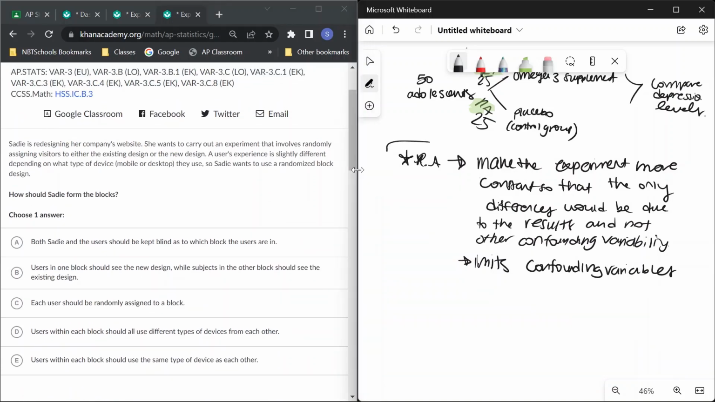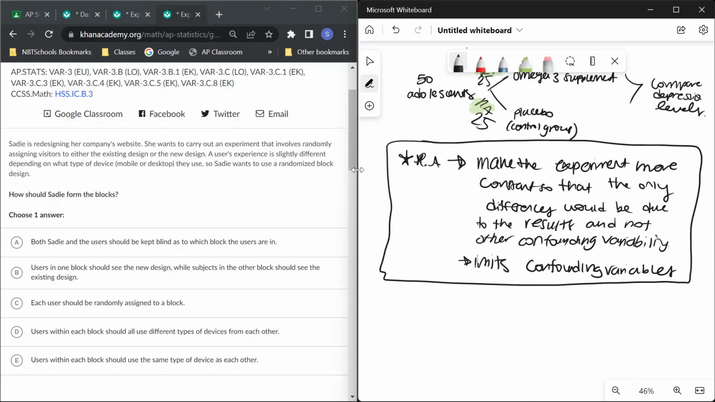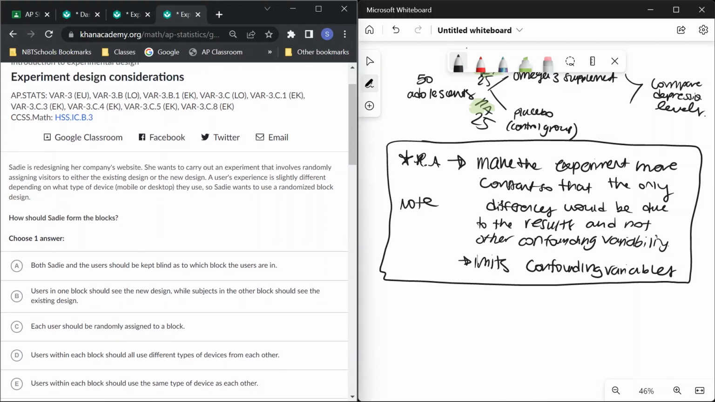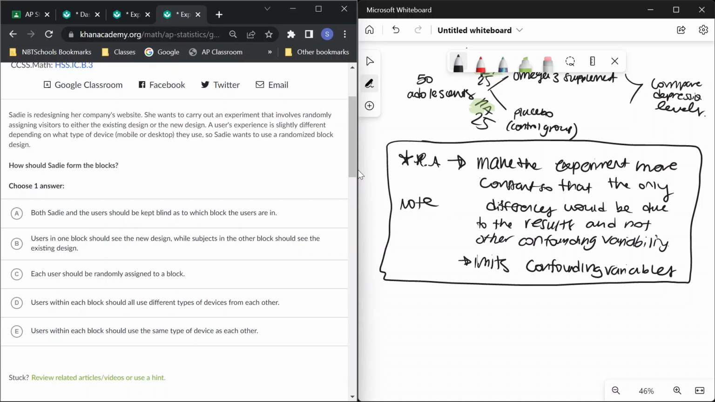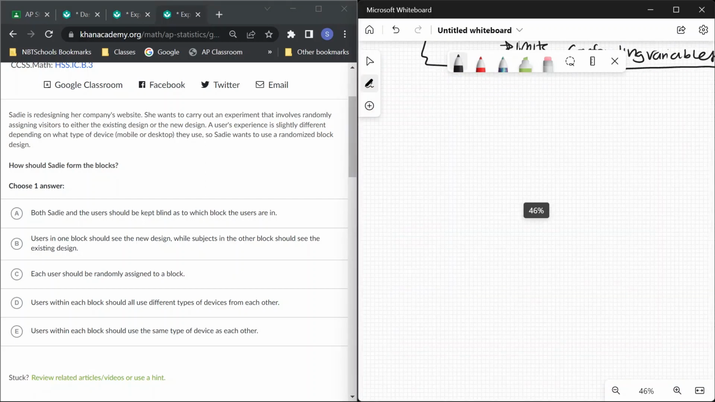Sadie is redesigning her company's website. She wants to carry out an experiment that involves randomly assigning visitors to either the existing design or the new design. Oh, I love this one. A user's experience is slightly different depending on what type of device they use. So Sadie wants to use a randomized block design. How should Sadie form the blocks? Oh, this is a very nice one.